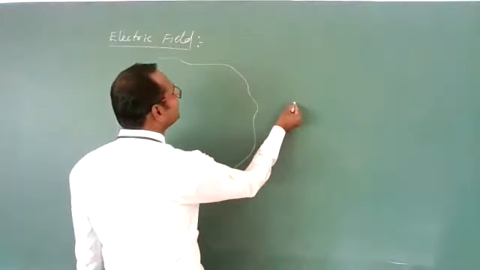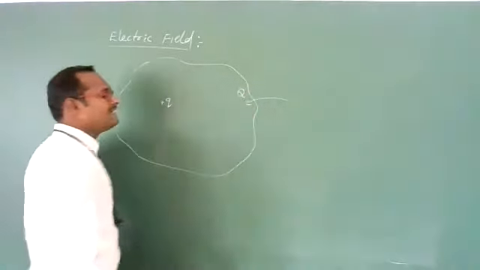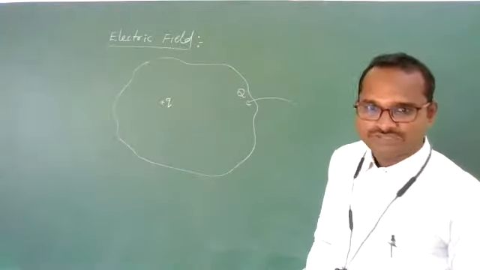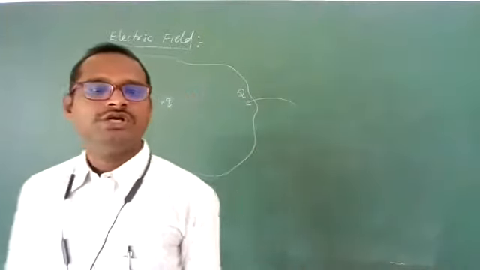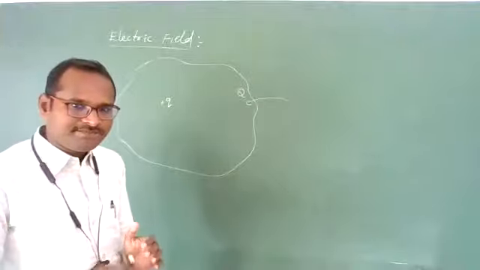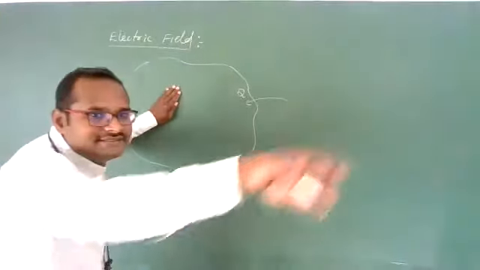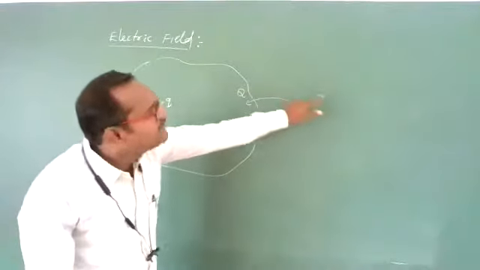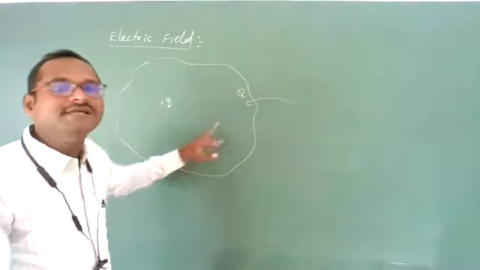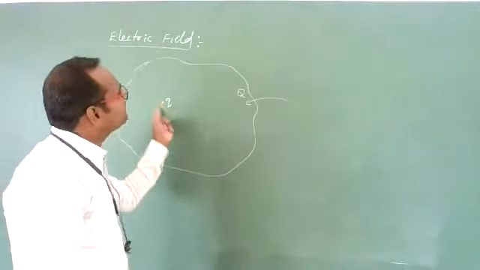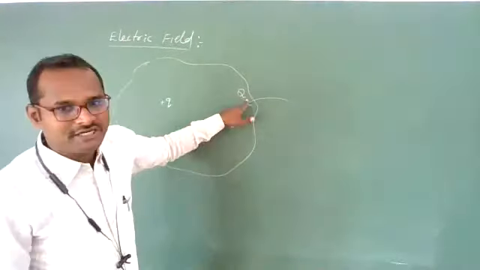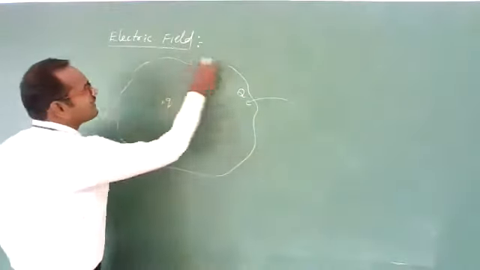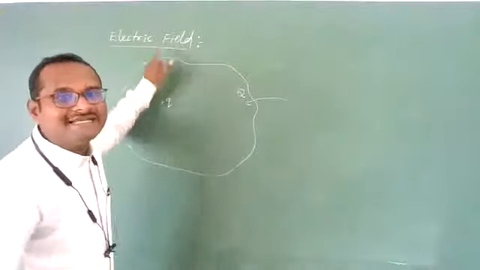Now, if you bring any other charged particle inside this field, then this charged particle will exert a force on it. Clear, students? So, electric field is a two-step concept. In the first step, this charged particle will create something around itself in a particular region. Second step, if we bring any other charged particle inside this field, then this charged particle will exert a force on it. It may be either attractive or repulsive depending upon their natures. Okay, and the space surrounding this charged particle is called the electric field.